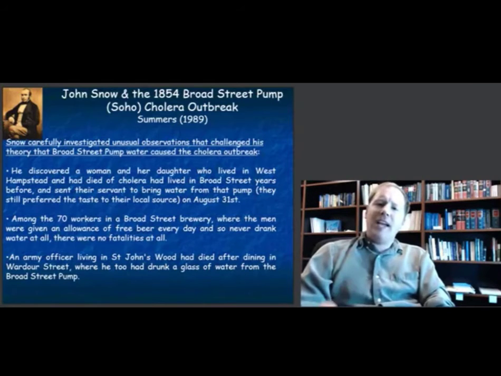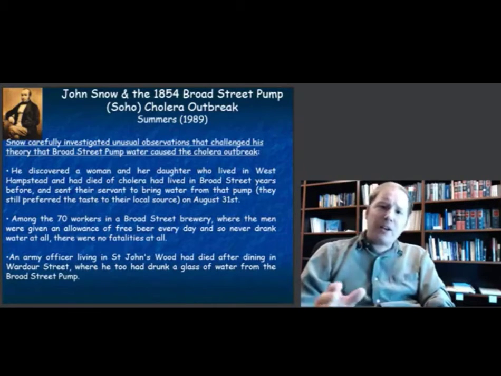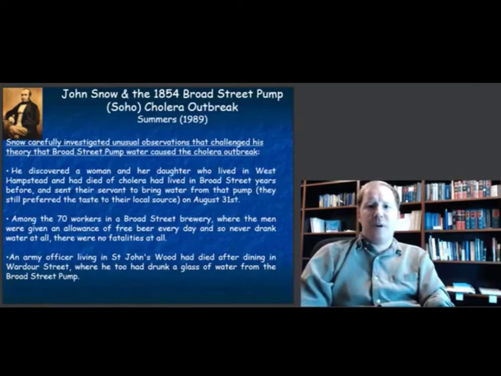So in all cases, he had found either that the people who had gotten cholera had drunk from the pump, or those living in the proximity of the pump who had not drunk from the pump did not get cholera. This to him seemed like conclusive evidence that in fact the pump was the culprit. But Snow didn't stop there.